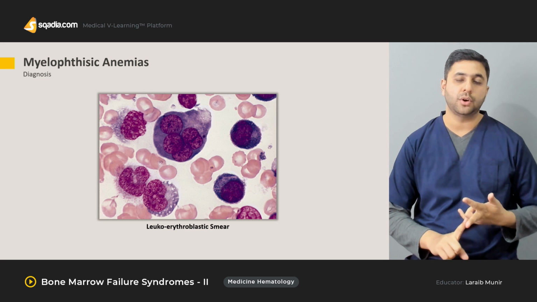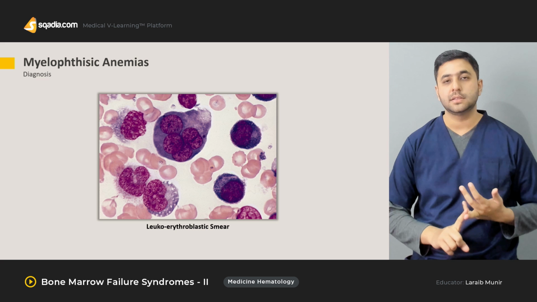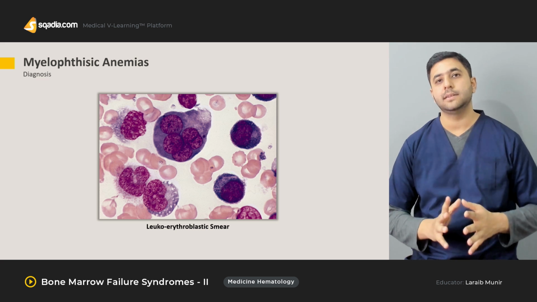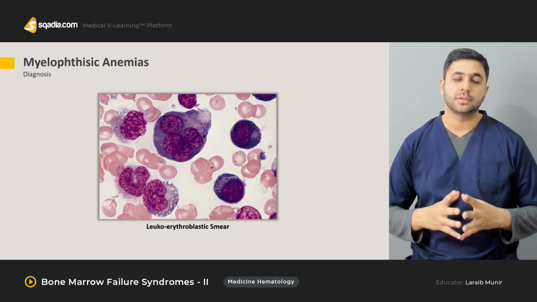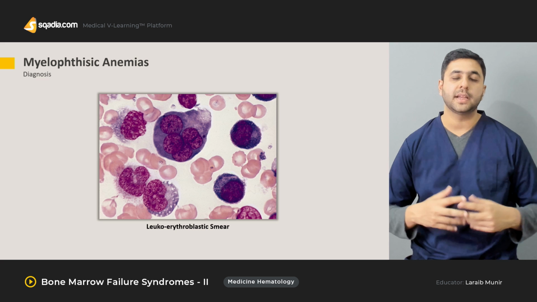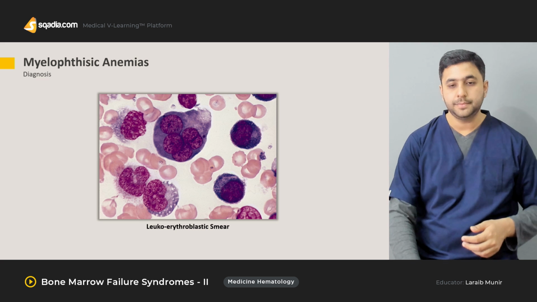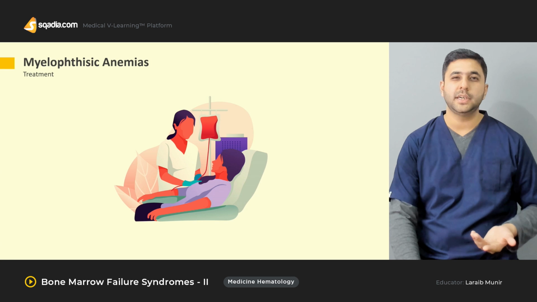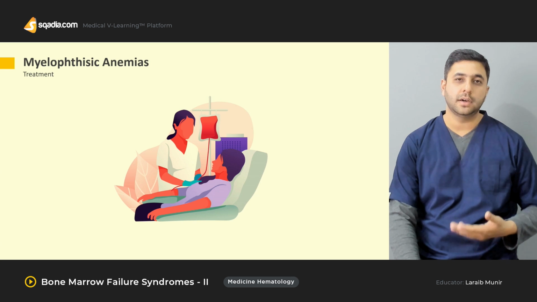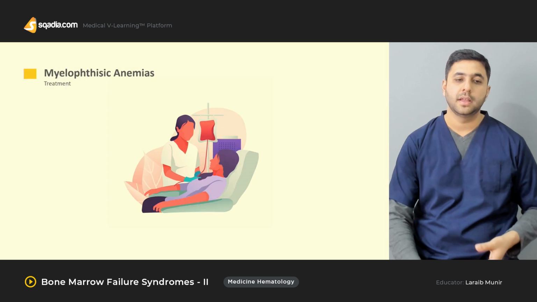What are we going to find on a bone marrow exam? What are the other signs and symptoms involved in this disease, so that we have a clear understanding of the process going on in myelophthisic anemia, and we are able to differentiate them clearly from the other disorders? And then finally, what are the treatment options which we have based on an underlying pathology or a primary disorder?